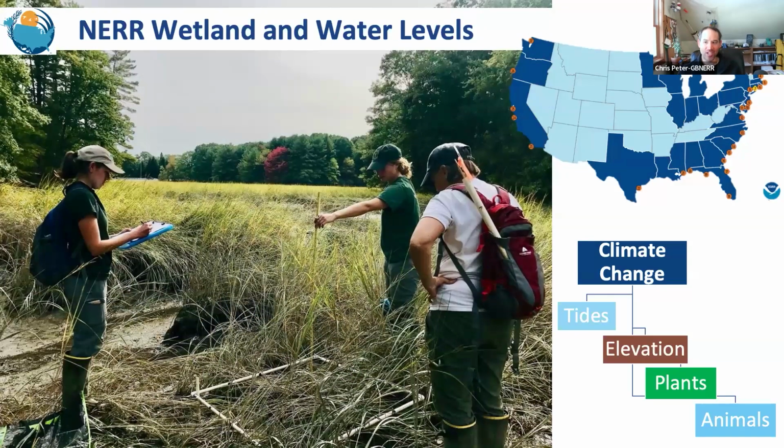So we've been capturing these changes for over a decade using a national standardized protocol across the reserve system that looks at the effects of sea level rise and climate change in marshes. It focuses on plant communities. We're also looking at tides, elevation through surface elevation tables, and RTK and other surveying techniques, and faunal communities as well. But for this talk, we're going to focus on the plant community.